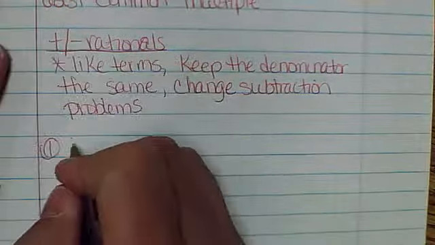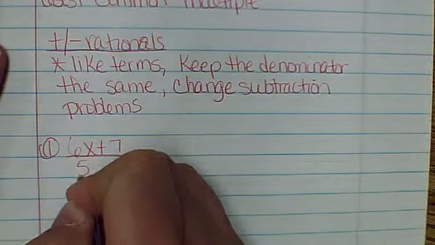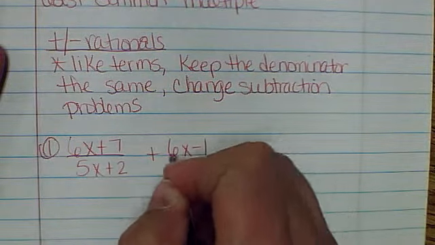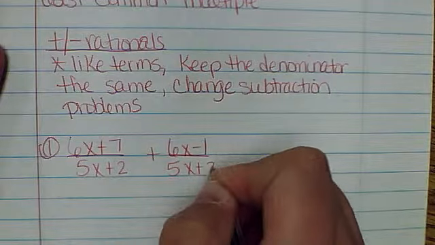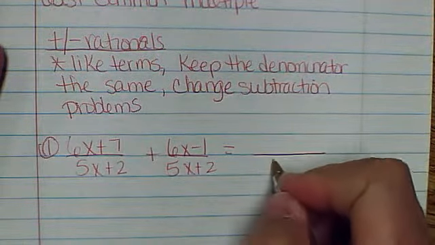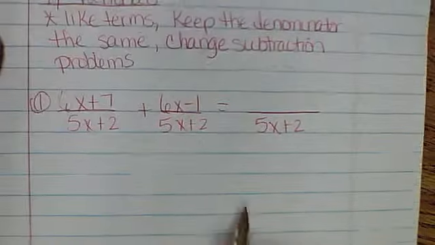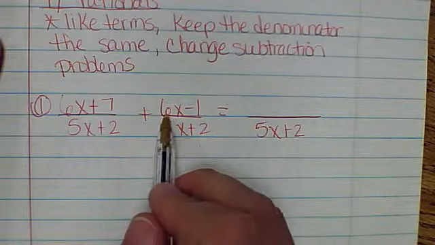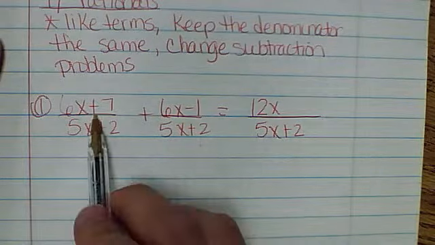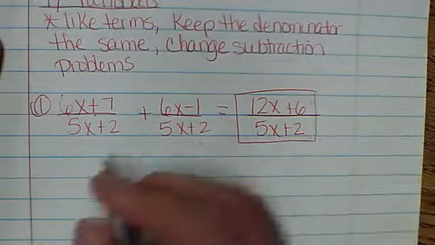So problem number 1 is 6x plus 7 over 5x plus 2 plus 6x minus 1 over 5x plus 2. So denominators are the same, so we keep it the same. So I'm just going to bring that over so I don't do anything else with it. Now I do my like terms. So on top I have 6x plus 6x. 6x plus 6x makes 12x. Then 7 and negative 1 makes 6. And there's my answer.